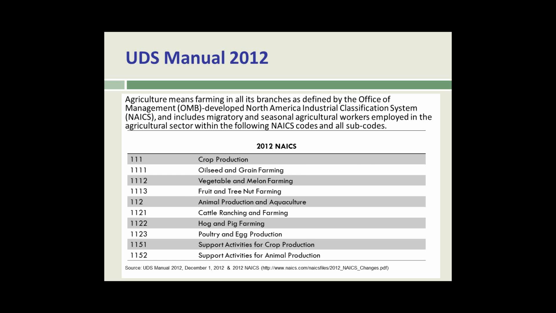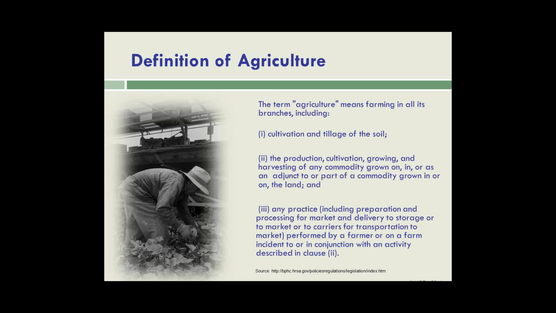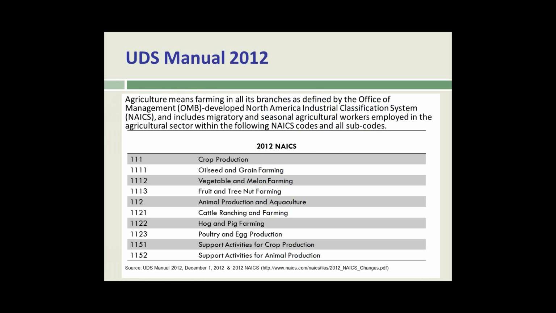Let's go back here. Agriculture is farming in all its branches, including activities that are not related to horticulture. But in the UDS, it defines agriculture as only horticulture. The UDS excludes workers working in aquaculture and lumbering and so on as not being eligible for migrant health program services.